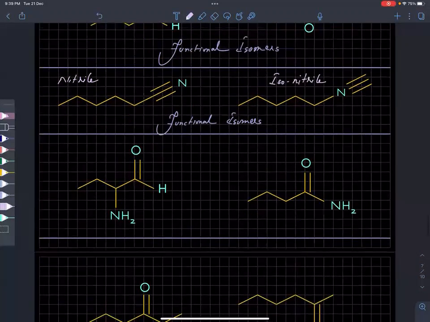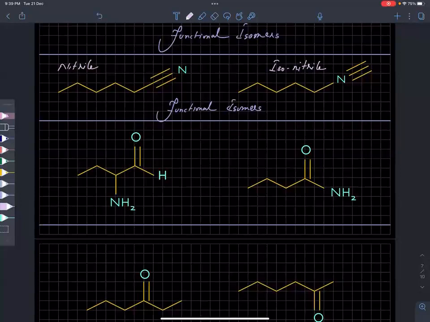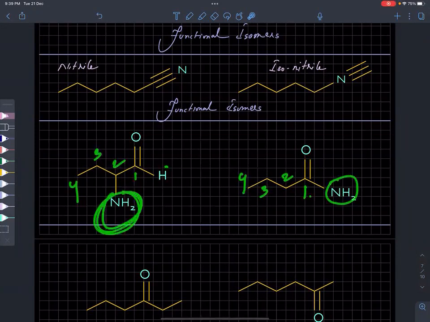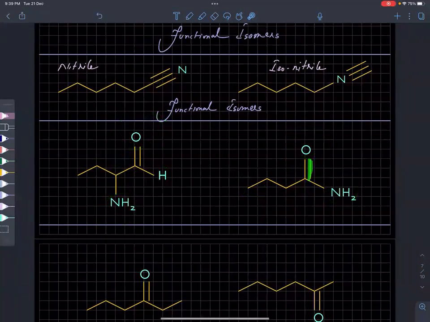What about these two? Sir, they are not isomers? Just check carefully. They are functional isomers. 1, 2, 3, 4: the number of carbons are the same. There is one nitrogen here and one nitrogen here, one oxygen here and one oxygen here. Degree of unsaturation is 1 in both, so automatically the number of hydrogens will also be equal. This is an amide. This is an acid with an amine group attached as a substituent. So these are functional isomers.